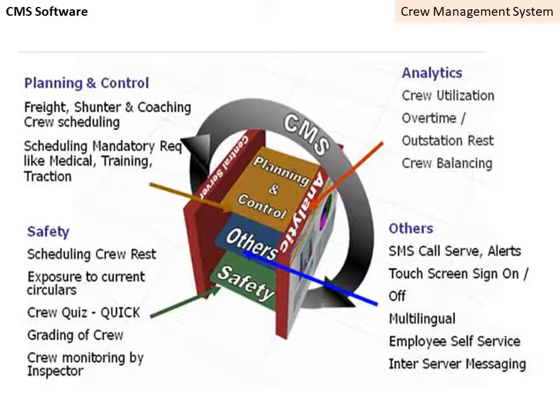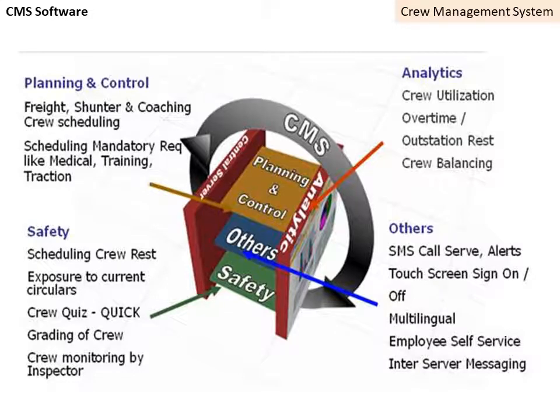Analysis. The crew can be analyzed by utilization of the crew, overtime, outstation rest and home station rest. Crew balancing and others. This is totally based on the SMS call acknowledged by the supervisor. This is totally touch screen, sign on, sign off, and BA. Whether BA is to be temporarily disconnected and thumb temporarily disconnected, it will be done by the others only.